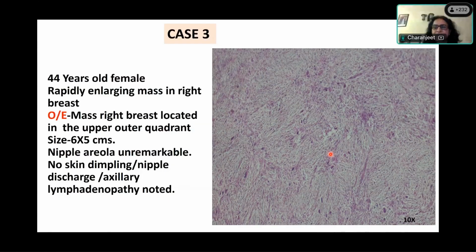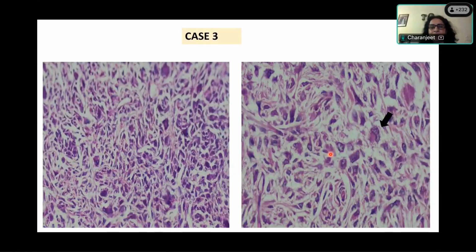Look at these pictures now. Next, higher power view. What are you seeing? Ma'am, on high power view, we can appreciate a few binucleated and multinucleated cells. Okay, any comment on pleomorphism? Yes ma'am, marked pleomorphism is seen. Good.